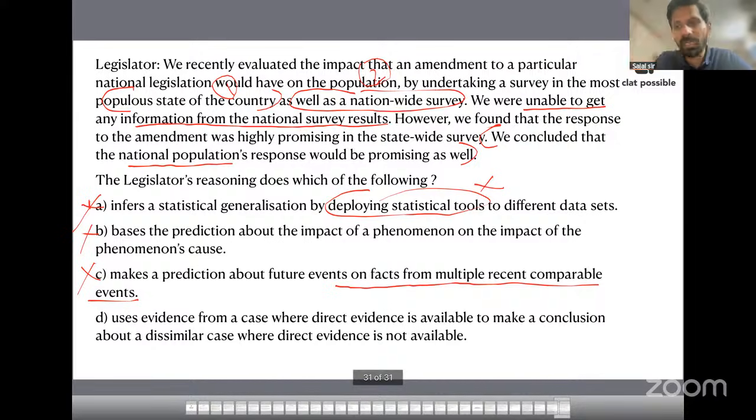D: Uses evidence from a case where direct evidence is available. Yes, the state survey. To make a conclusion about a dissimilar case. It is a dissimilar case because this is a nationwide one, right? From the state, you can't infer anything about the whole nation as a whole. Where direct evidence is not available. Yes, direct evidence is not available. That survey did not yield any information, right? So D is correct here. Okay, this was a good question in AILET 2022. Yep, D is correct, Shivi.